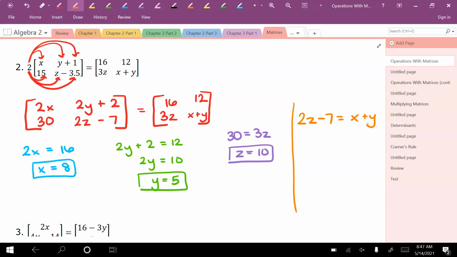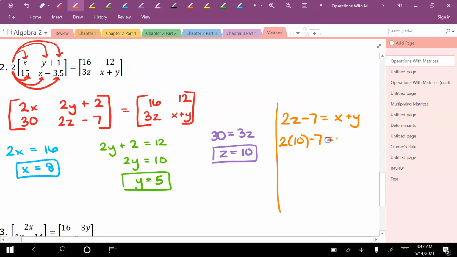So in for z, I'm going to put 10. So I have 2 times 10 minus 7. And then in for x, we put 8, and in for y, we put 5. So 2 times 10 would be 20. 20 minus 7 would be 13. And 8 plus 5 is also 13, so it does check out, which just lets me know that this is an equal matrix, and I did find the right numbers for x, y, and z.